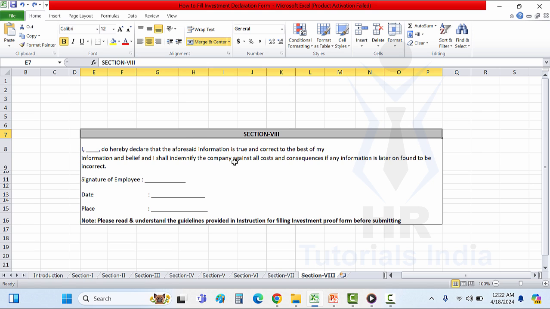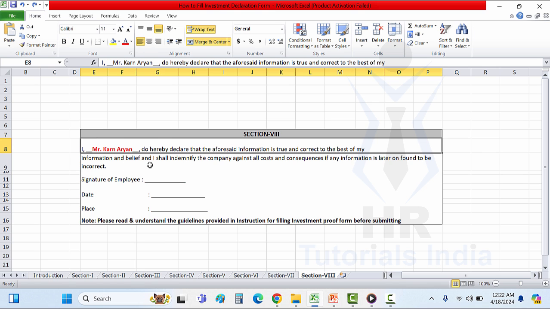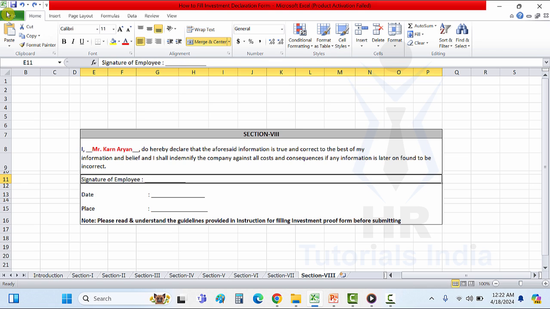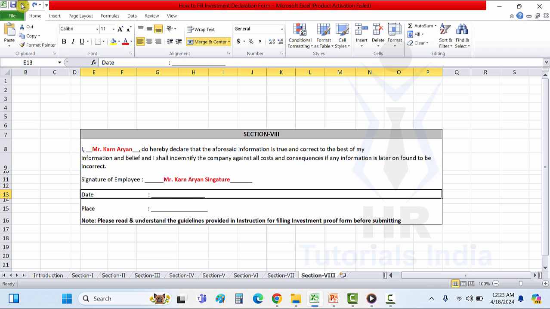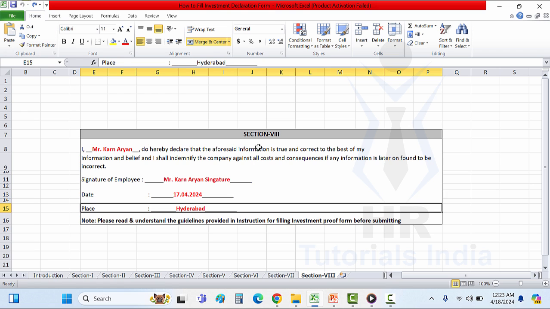Section 8 is nothing but the declaration, which means we need to declare that all the details provided are correct, with name and signature. We need to fill in our own name. I, Mr. Karnaryan, do hereby declare that the aforesaid information is true and correct to the best of my information and belief, and I shall indemnify the company against all costs and consequences if any information is later found to be incorrect. Which means the employee is responsible for stating that all the information provided is correct, and if any extra costs or consequences need to be paid, the employee will be responsible for that. Signature of the employee, then comes date, then comes place.